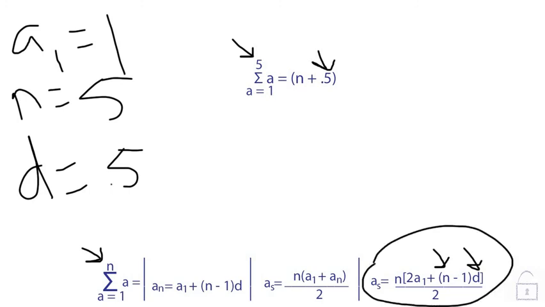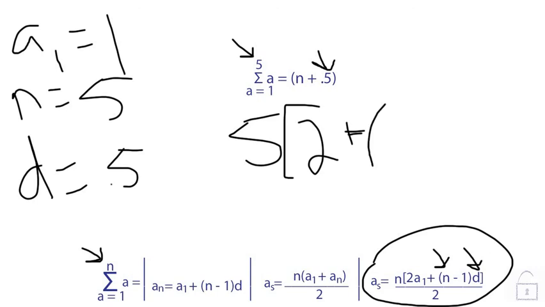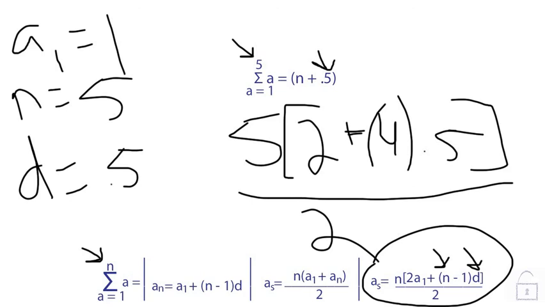Alright, so n, so 5 times the quantity of 2 times the first number, so 1, so it'd be just going to be 2 plus n minus 1, so 5 minus 1, which is 4, times the common difference of 0.5, all of that over 2.